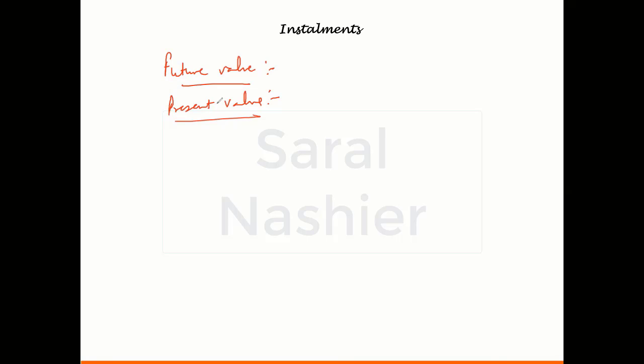So what are future value and present value? Keep this in mind: normally installments would be based upon compound interest unless and until stated in the question. So what is future value? Let us say in 2020 we have some money of say 10,000 rupees and the rate is, let's say, 10%. How much would the money become in 2021 at the rate of 10%?